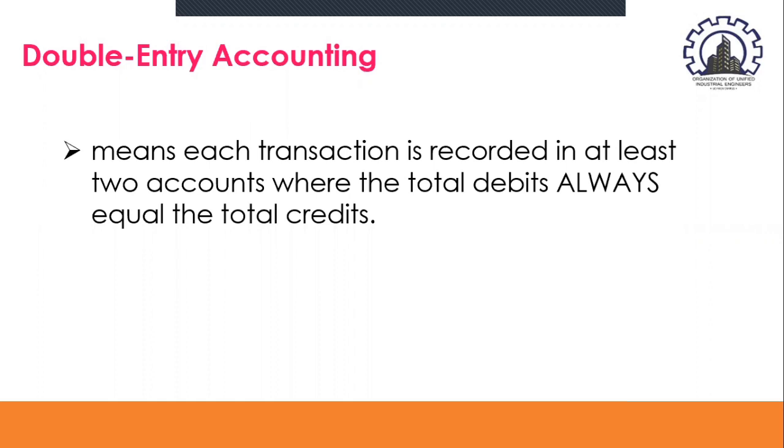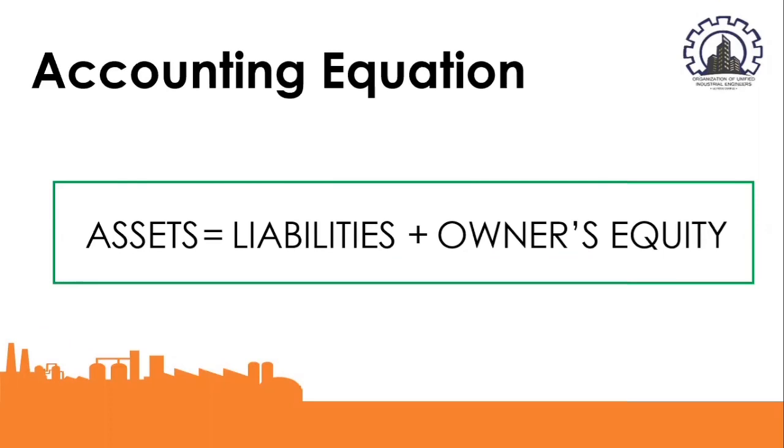Now, as a result of double entry accounting, the sum of all the debit balance accounts in the ledger must also equal the sum of all the credit balance accounts. Now, the rule that debits equal credits is rooted in the accounting equation, which is assets equals liabilities plus owner's equity. Now, just a brief recap. If we say assets, these refer to those resources controlled by the entity as a result of past transactions or events and from which future economic benefits are expected to flow to the entity.